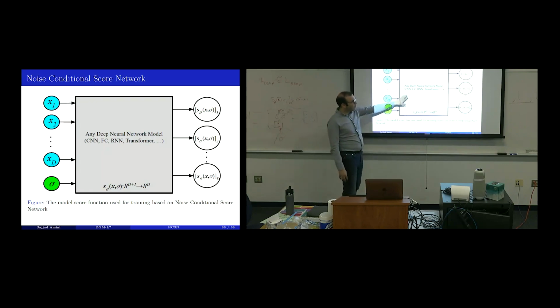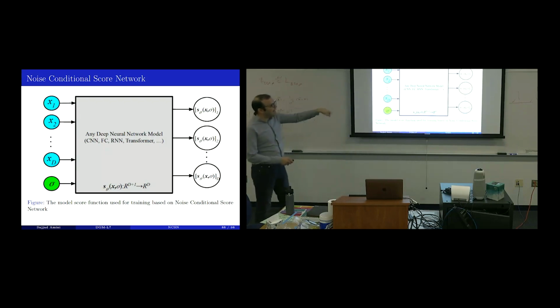You can look at the architectures. They are not very hard to understand. And at the output, you have the score function at that level. It means that you have the score function of the noisy data with the input sigma value.